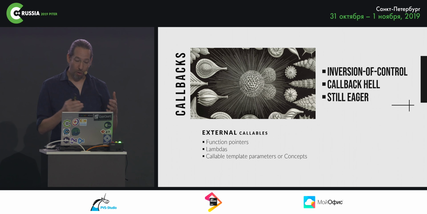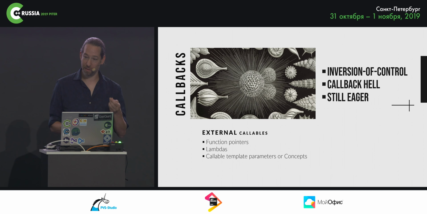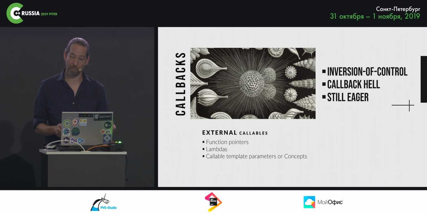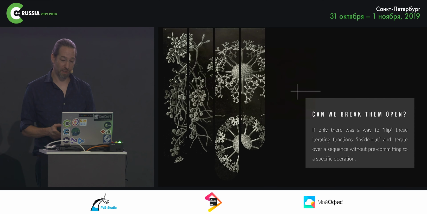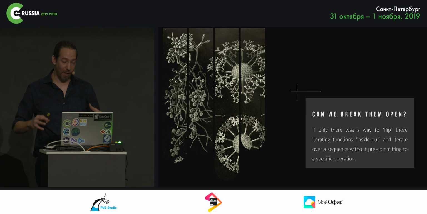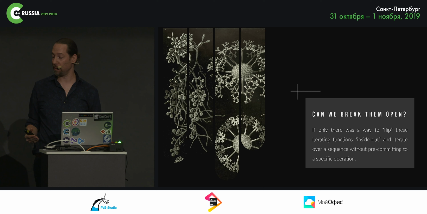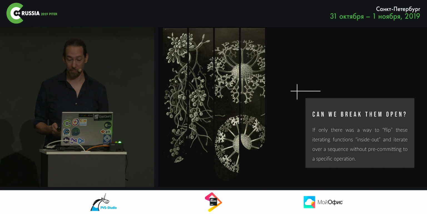So although when using callbacks we're not closed, the function using a callback is still eager. It still tries to call the callback for every element of the sequence. So callbacks are not necessarily a full solution to the problem of both eager and closed functions. So the question arises whether we can break these functions open. If only there was a way to somehow flip these iterating functions inside out so that we can iterate over a sequence without committing to some predefined operation.